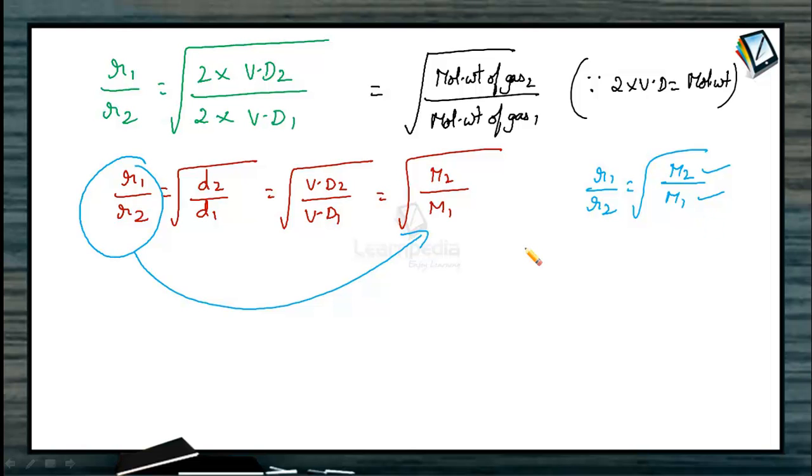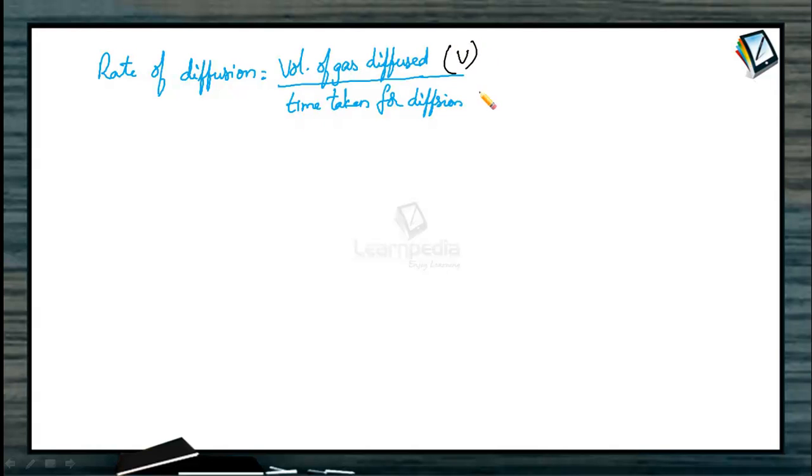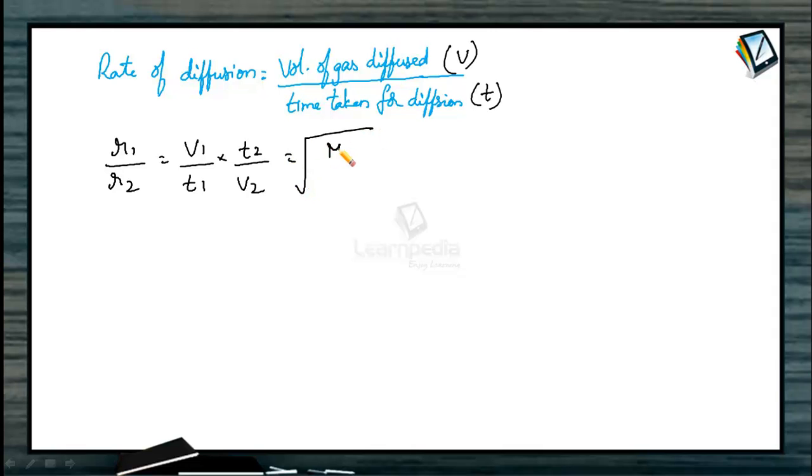Now let's understand what is the meaning of rate of diffusion. Rate of diffusion is nothing but the volume of the gas diffused in time t, that is V upon T. So that is the reason why I can write R1 upon R2 is equal to V1 upon T1 into T2 upon V2, which is equal to root over M2 upon M1, isn't it? Again, this will be useful for working out some numericals.